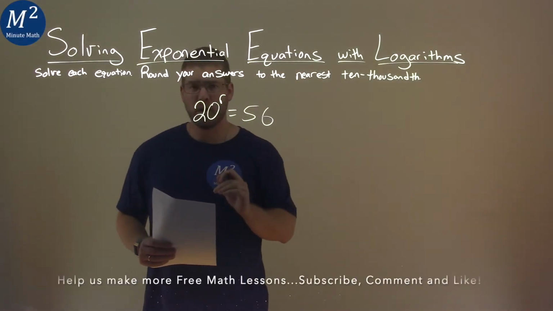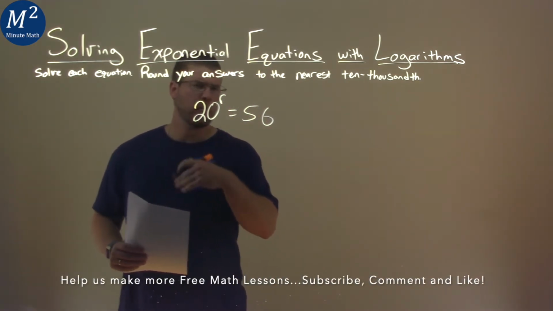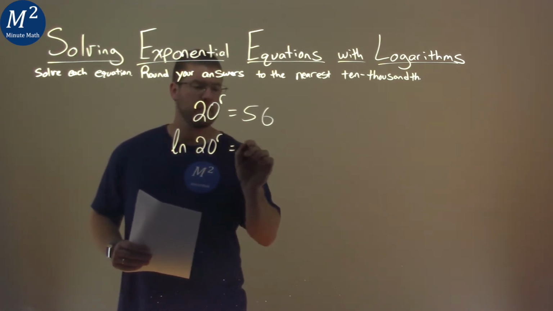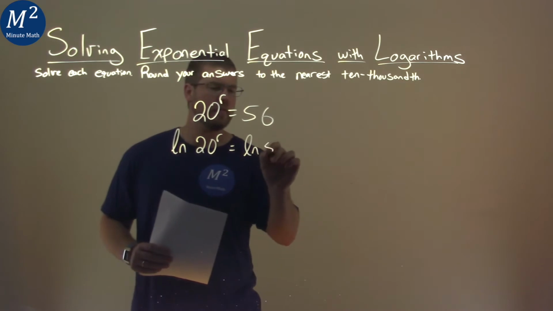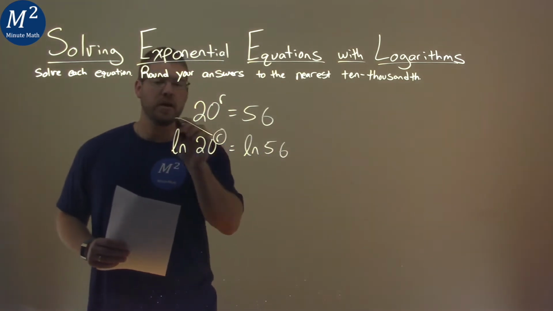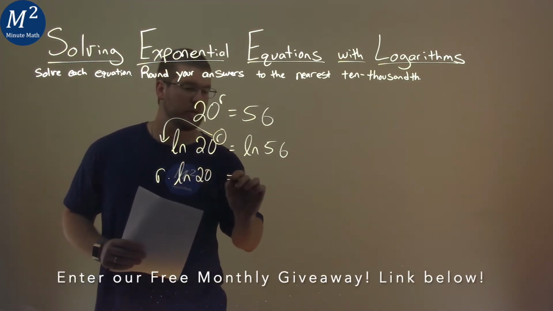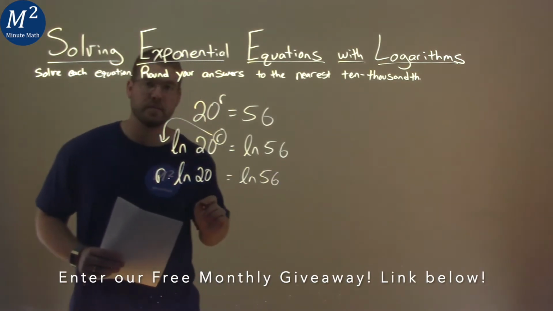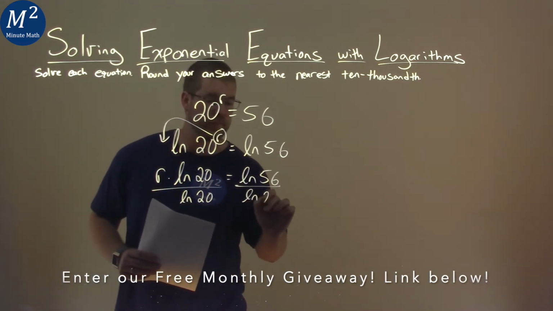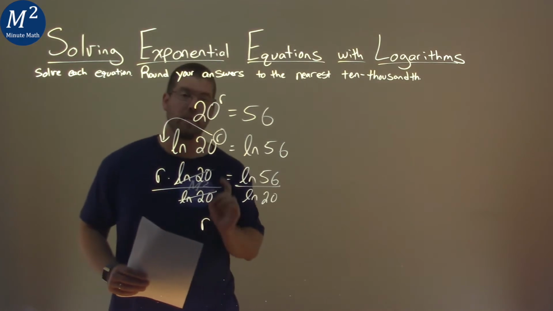We're given this problem right here. 20 to the power of r is equal to 56, and we need to solve this equation. Our rules with logarithms state that we can take the natural log of both sides. So we take the natural log of 20 to the r and the natural log of 56. When that happens, this exponent of r can come out front. So we have r times natural log of 20 is equal to natural log of 56. From there, we divide both sides by natural log of 20. Natural log of 20 cancels on the left-hand side, leaving us with r by itself.